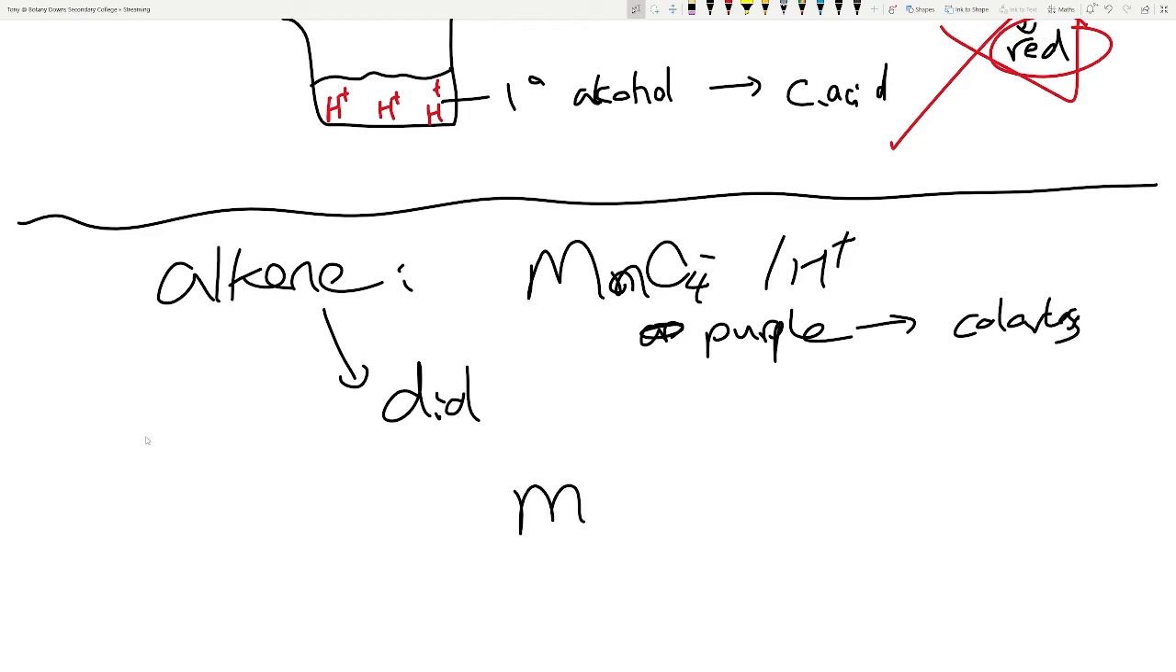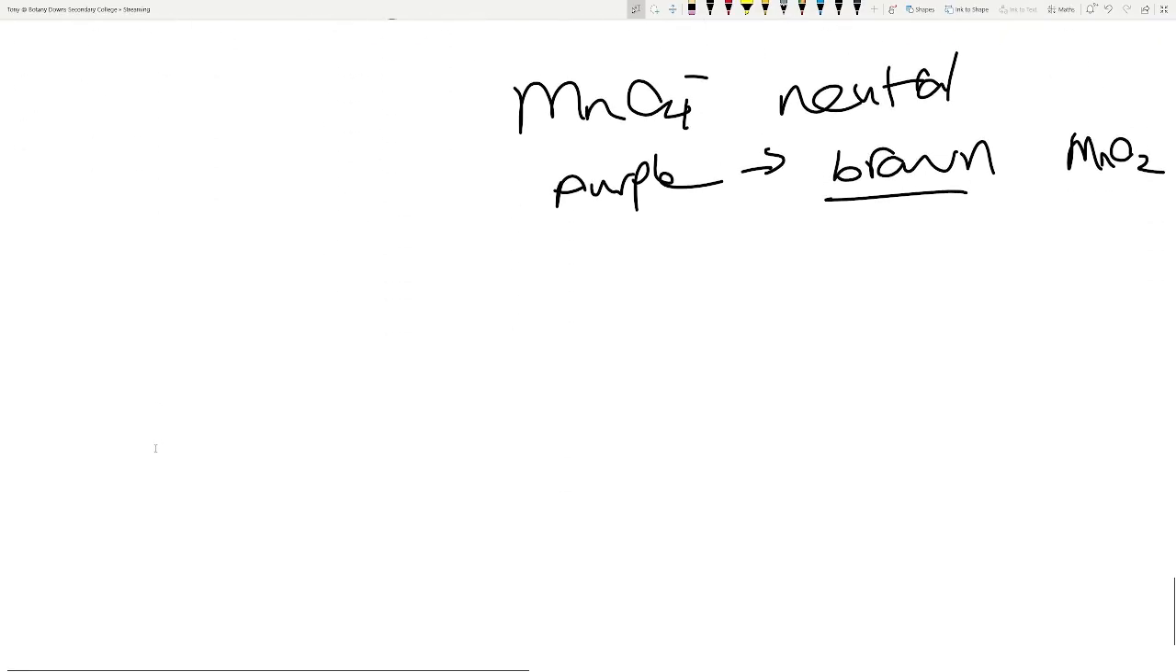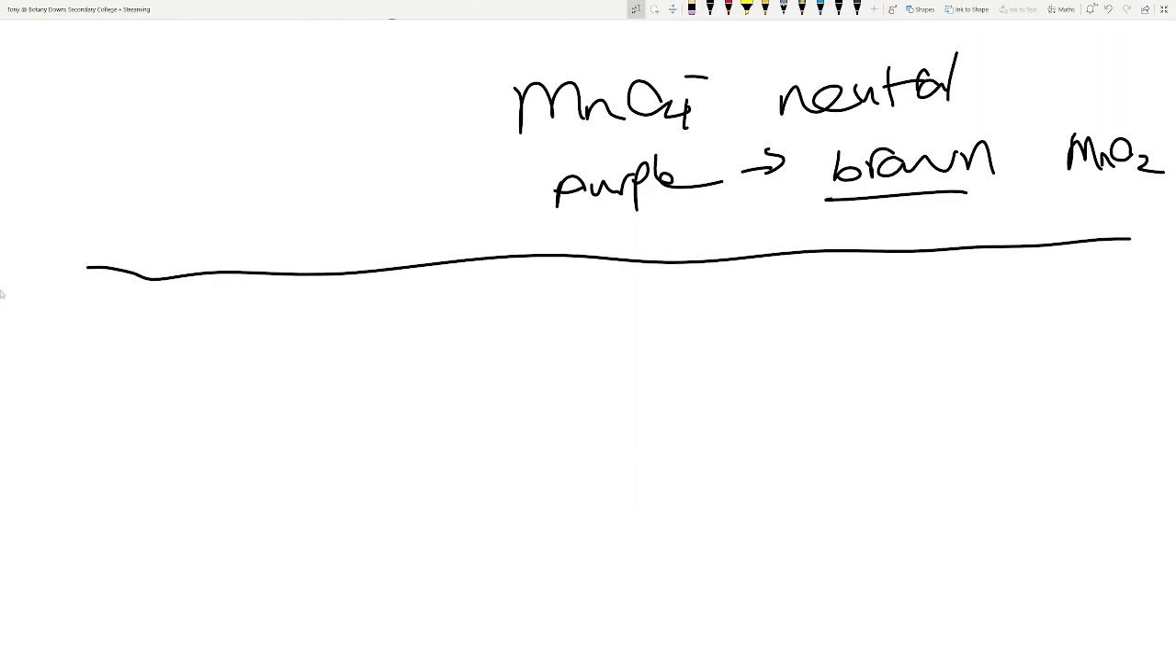Or if you use MnO4- neutral, this will go from purple to brown. You're going to make brown MnO2, but you don't need to know that. So that's normally the distinguishing test, and there are some that you probably notice, like, how do I know what an ester looks like? You can't distinguish an ester quite easily, but esters tend to have a fruity smell.